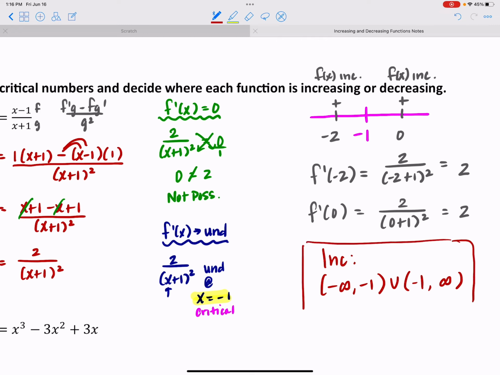So if you're asked to find the critical number, which you're going to have to do, this would be your answer for that. And then where is the graph increasing or decreasing, and this would be the answer for that. There are no decreasing intervals for this function.